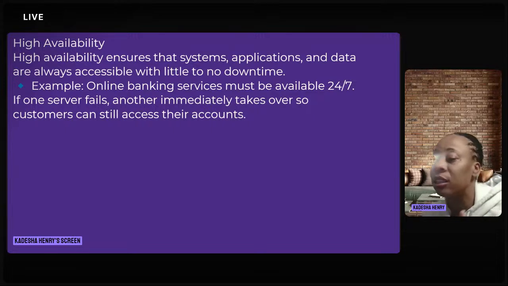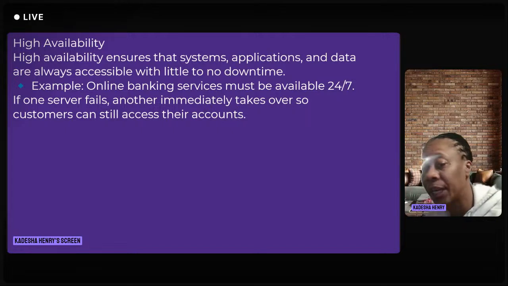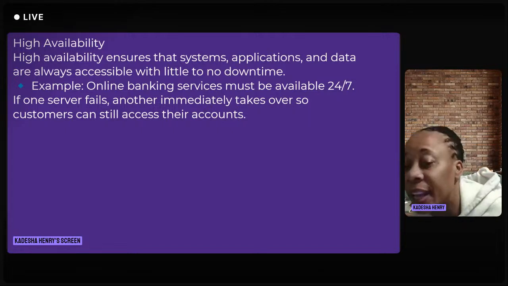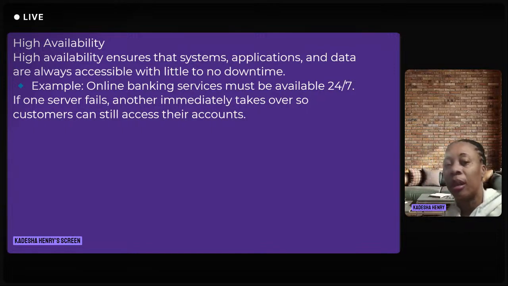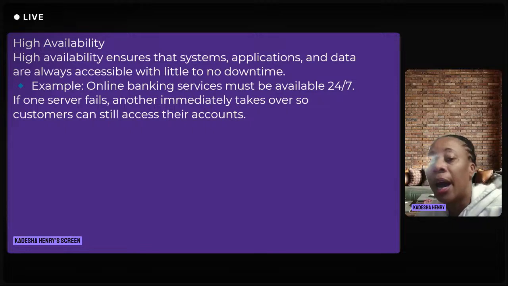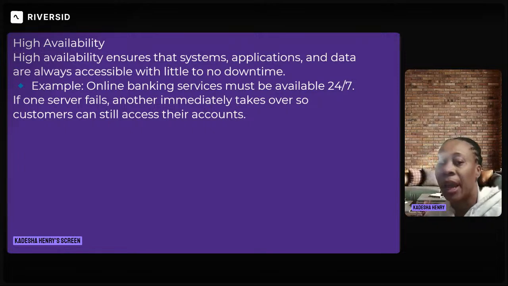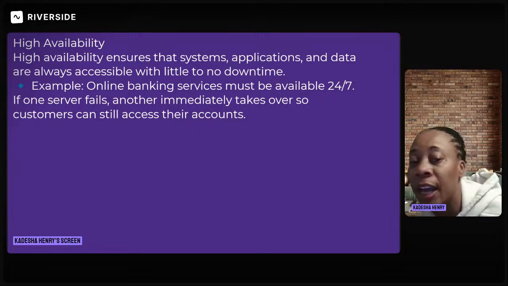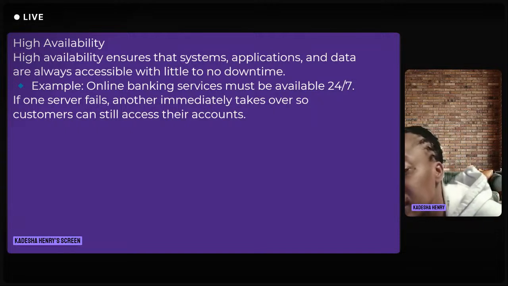So it tells us that the owners, those in charge of operation, didn't really have anything in place to prevent all of this. For example, an online banking service must be available 24/7. If one server fails, another immediately takes over so customers can still access their account.